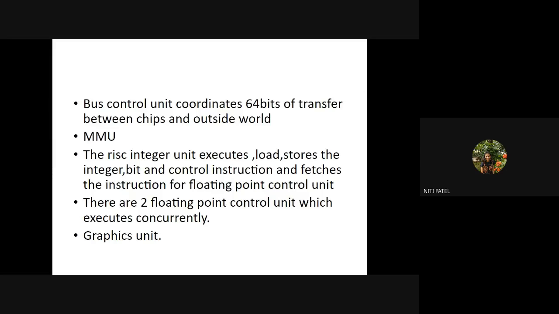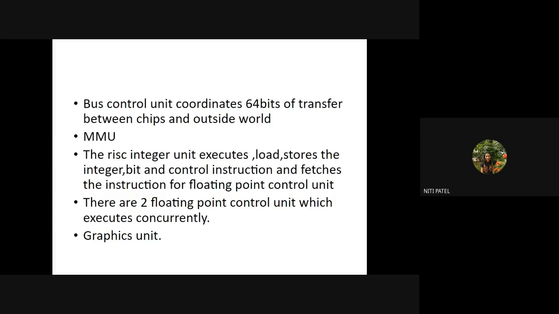That means the data will go into the floating point control unit. From there, it will go to the RISC integer. So they are first stored in the floating point control unit. From there, they will be picked by your RISC integer, which is your ALU part. It will be executed, and the result is stored back in your floating point control unit.